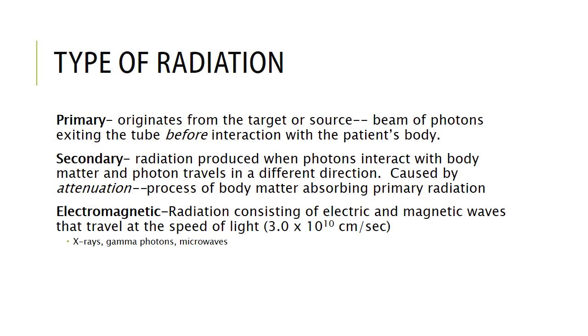And then there's electromagnetic, which is radiation consisting of electric and magnetic waves that travel at the speed of light. Examples of electromagnetic radiation include X-rays, gamma photons, microwaves, visible light, infrared, and ultraviolet radiations. All of those fall into that electromagnetic spectrum of radiation. And remember, electromagnetic radiation has no mass and it does not carry an electric charge.